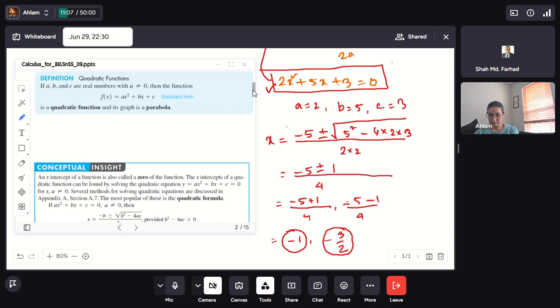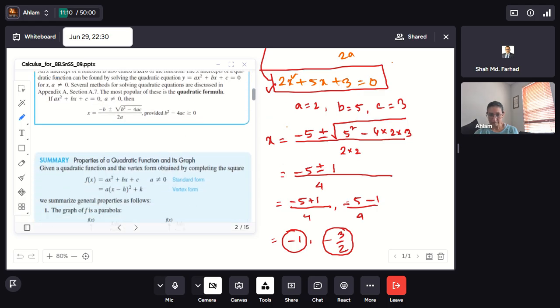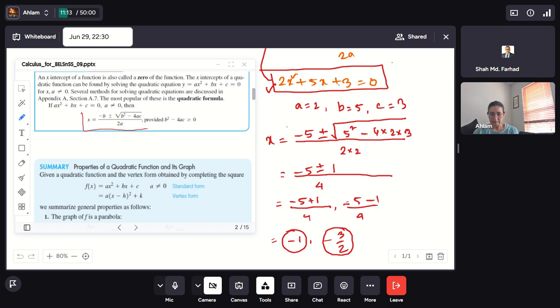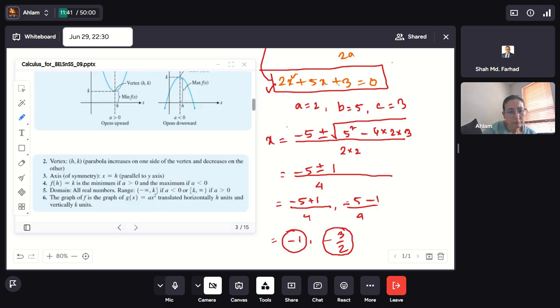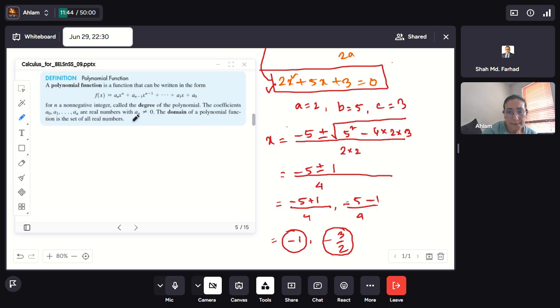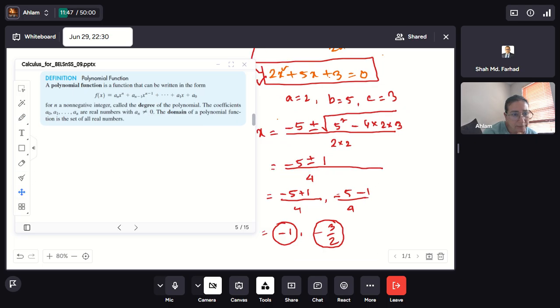Okay, now here is basically the formula we used, and then we also talked about the vertex point, the equation of the axis, and then the minimum point and the maximum point, right? If the shape is concave up, then we'll get a minimum point. If the shape is concave down, then we'll get the maximum point. Okay, and now we will move to the polynomial function.